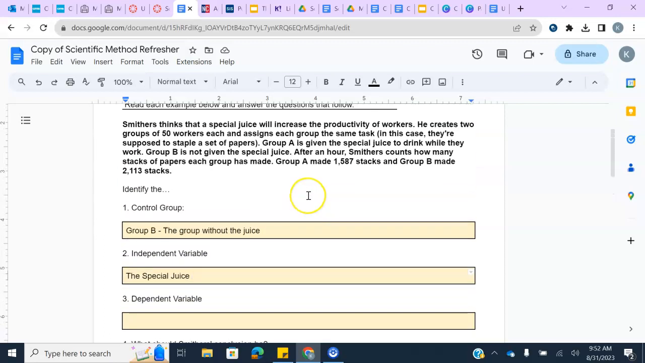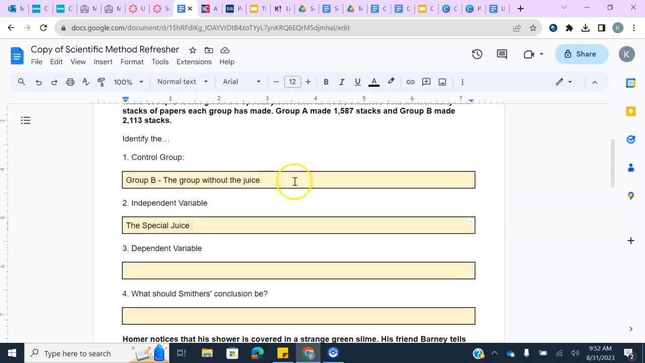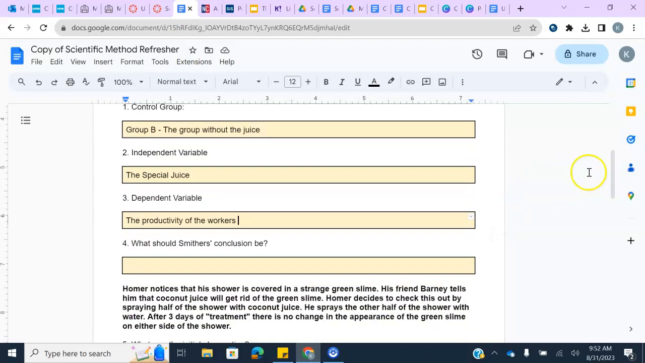Well, in this one, Smithers wants to see how productive his workers become with the special juice. So we could say here that the dependent variable would be the productivity of the workers. And that's a generalization. You could also say something like how many papers get stapled in the hour to be more specific, but overall what you're measuring is the productivity of the workers, okay?